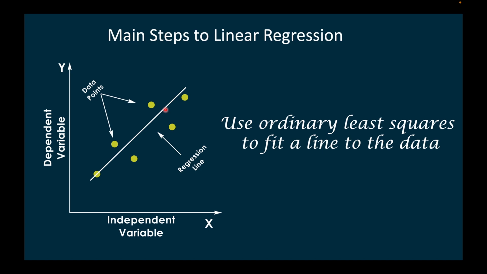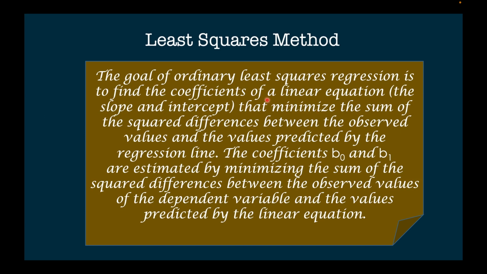And in order to get this regression line, we can use the ordinary least squares method. The goal of ordinary least squares regression is to find the coefficients of a linear equation, the slope and the intercept, that minimize the sum of the squared differences between the observed values and the values predicted by the regression line. The coefficients b0 and b1 are estimated by minimizing the sum of the squared differences between the observed values of the dependent variable and the values predicted by the linear equation.